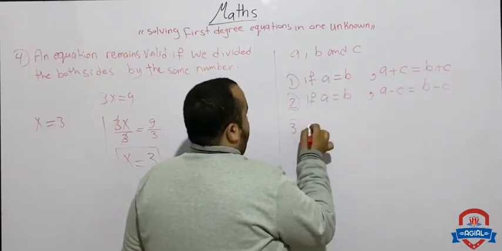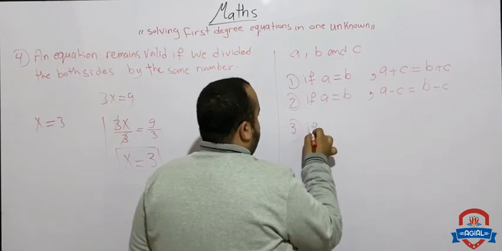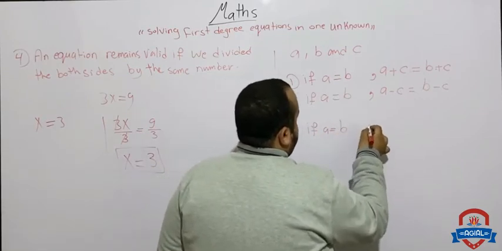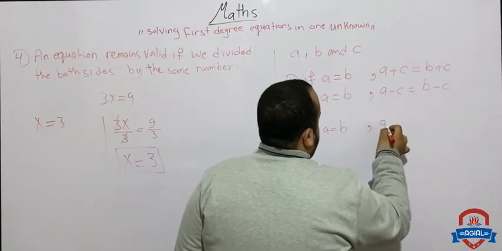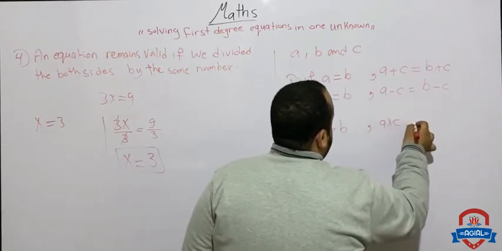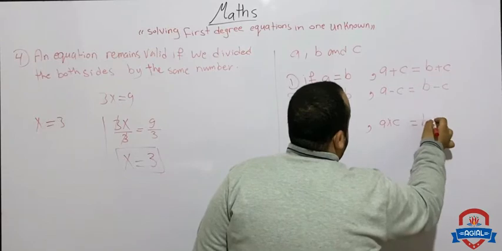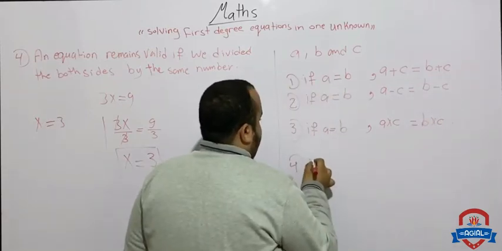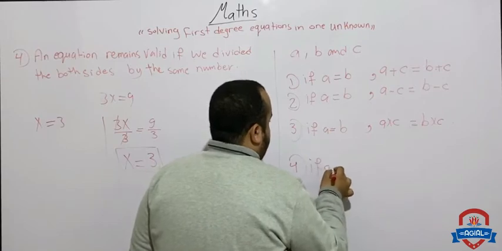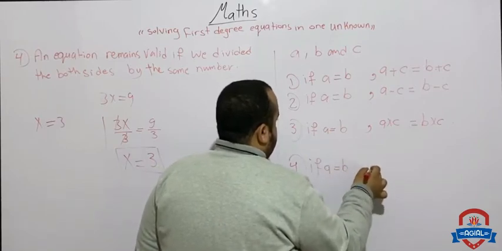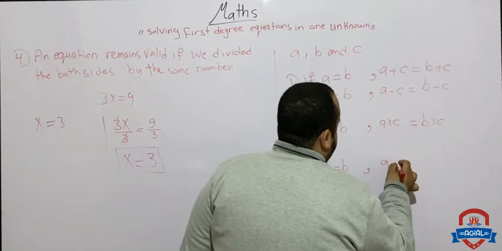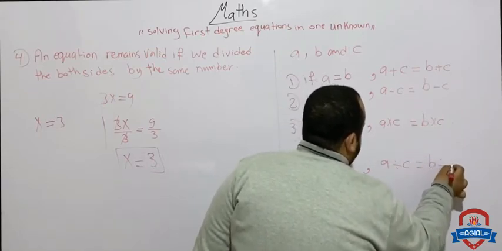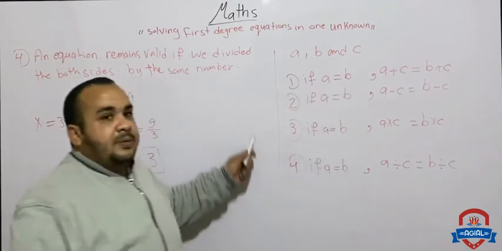And if a equals b, so a multiplied by c equals b multiplied by c. And if a equals b, so a divided by c equals b divided by c. These are the properties.